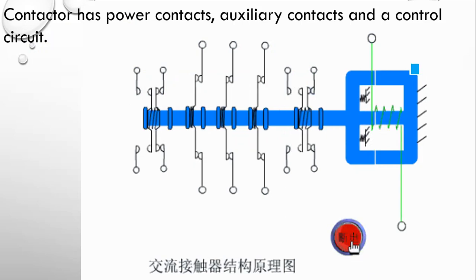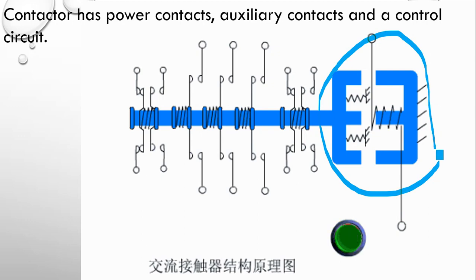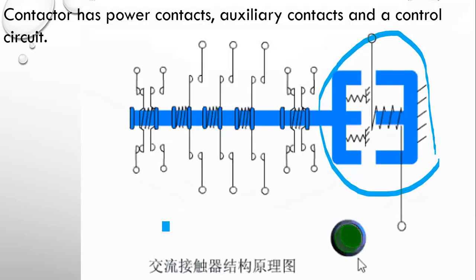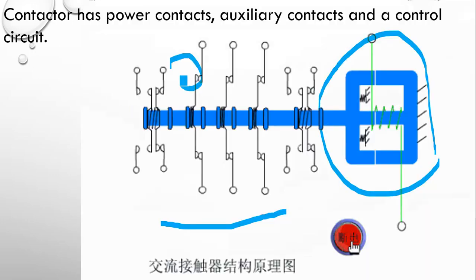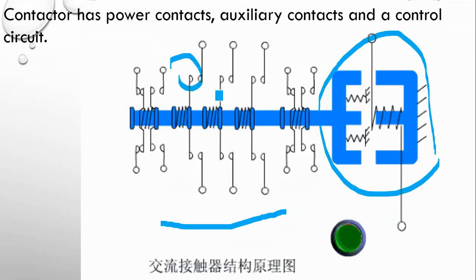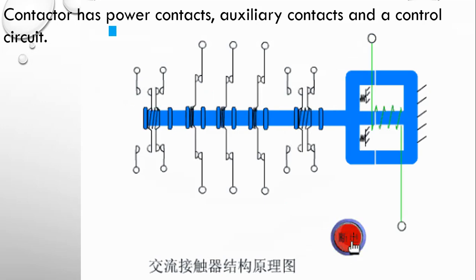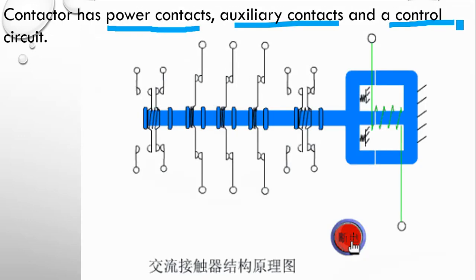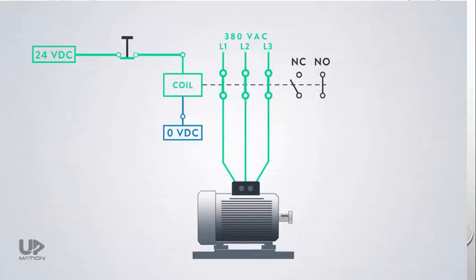You will be seeing the right side. This is the no voltage coil. The green color indicates that it is getting energized. When getting energized, you will be able to see the contacts changing. Normally open contacts are getting closed. So we can make any power contacts or auxiliary contact, and based on that we can wire the control circuit. We will be seeing the control circuit later in this video.